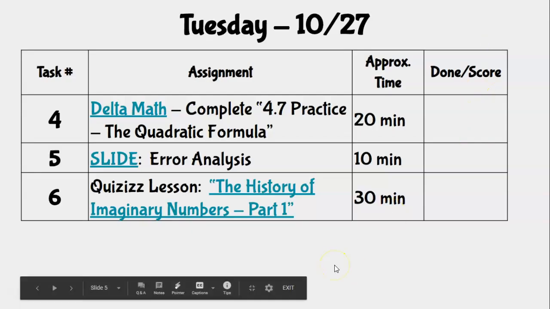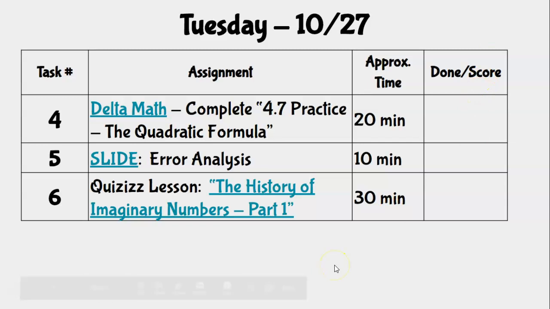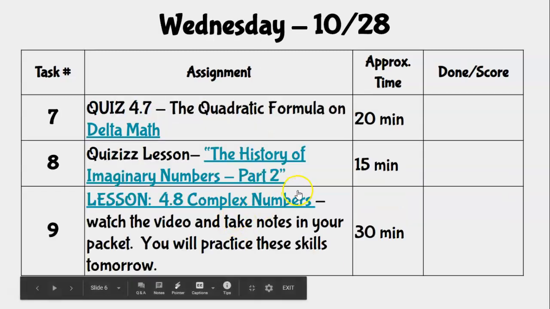And then at the end of the list for Tuesday, this is a little unusual. It's a quizzes lesson like we saw earlier in the week, but this one is on the history of imaginary numbers. So there's not a lot of math going on. You're just going to learn about how imaginary numbers became a thing in math. And we're splitting this into 2 different days. You're going to start that on Tuesday, and then on Wednesday, you're going to watch the second part of it.